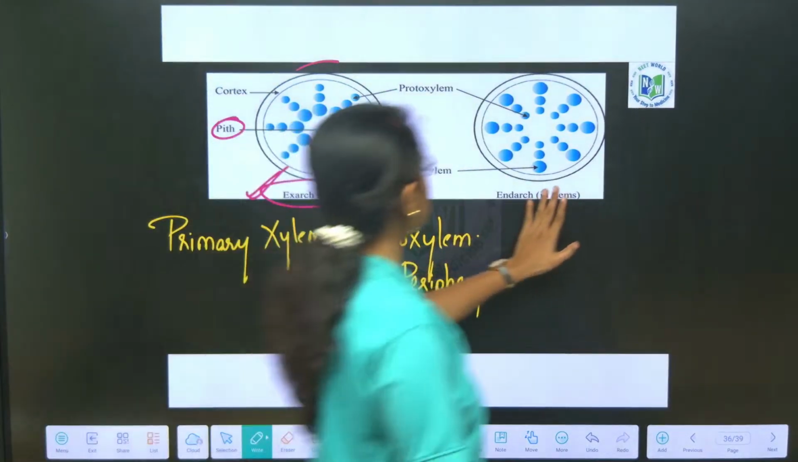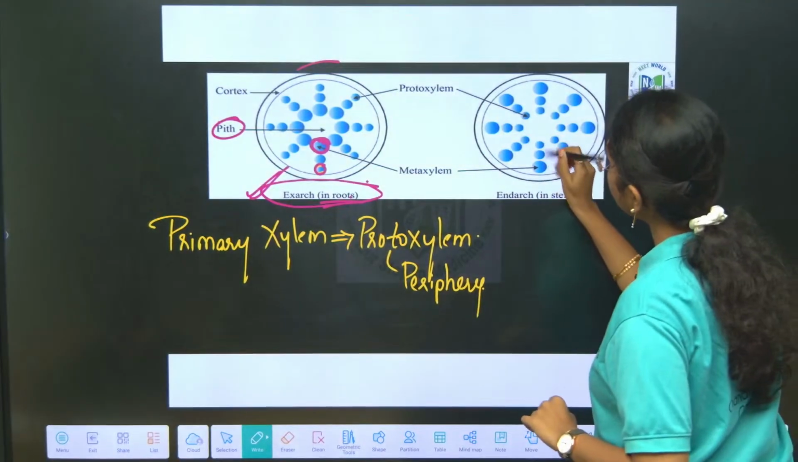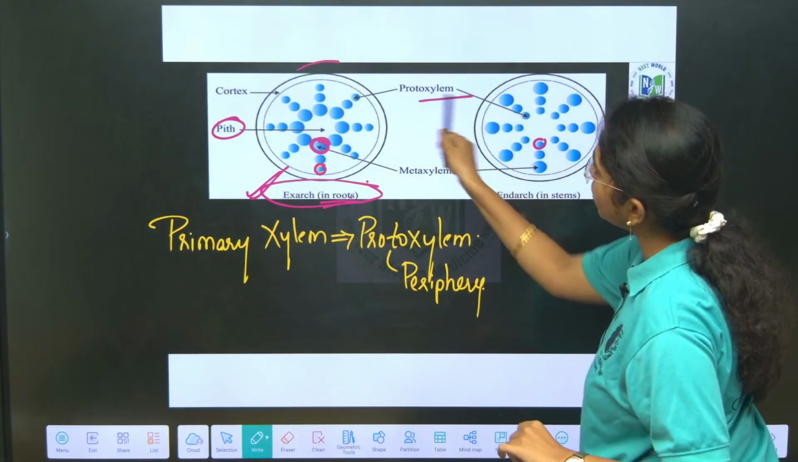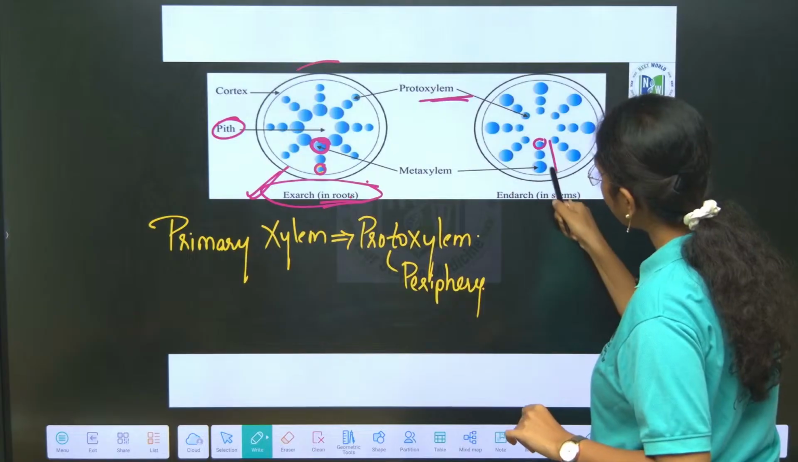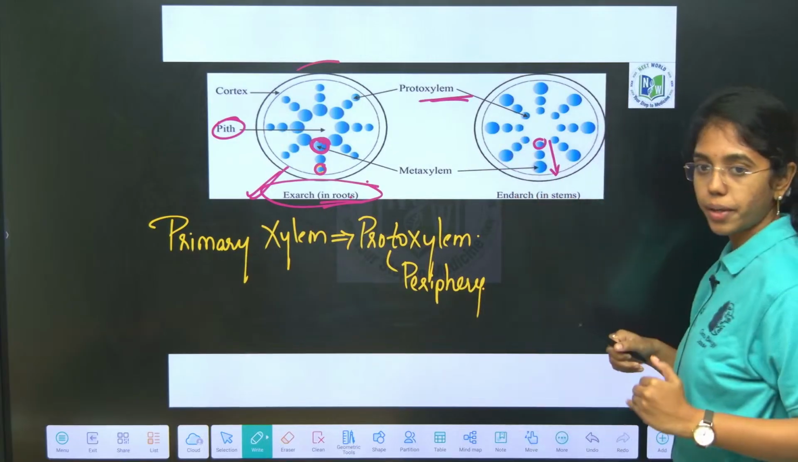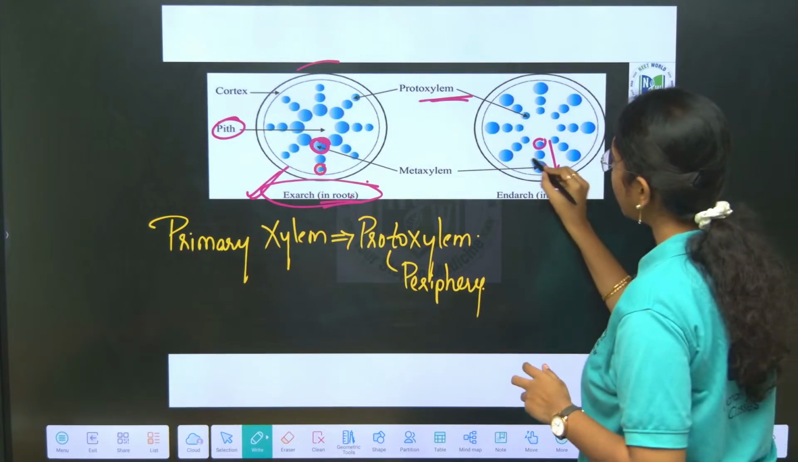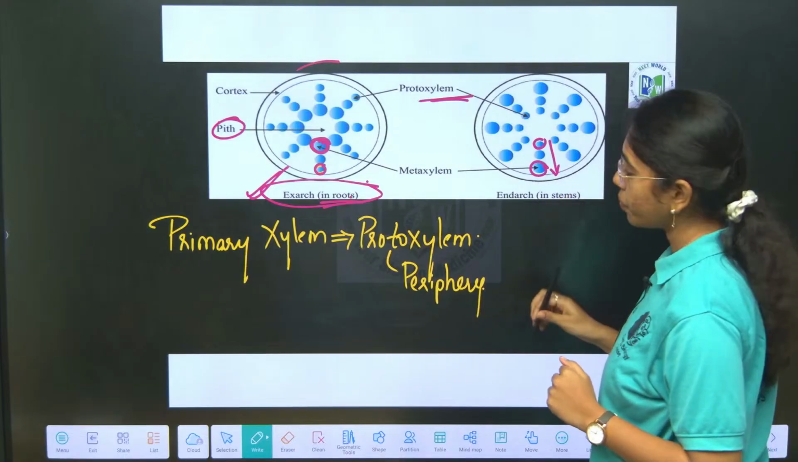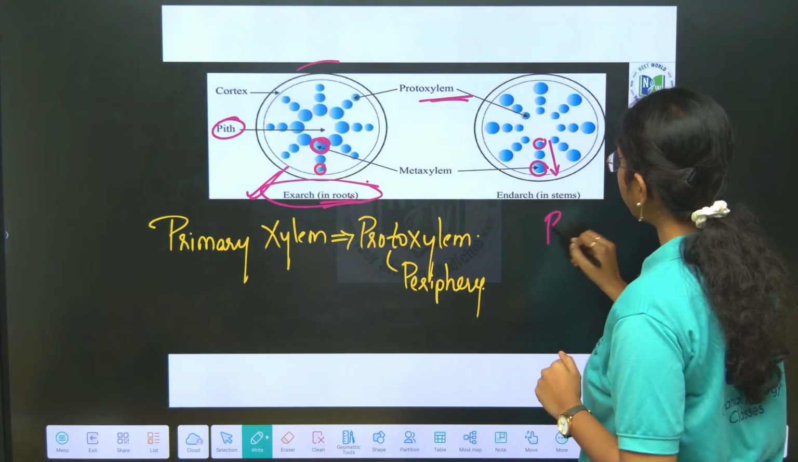Protoxylem is towards the periphery here in the exarch xylem. If you take the stem, what happens is protoxylem, the first formed xylem, is at the center and maturation takes place towards the periphery. Metaxylem is at the periphery, protoxylem is towards the center.